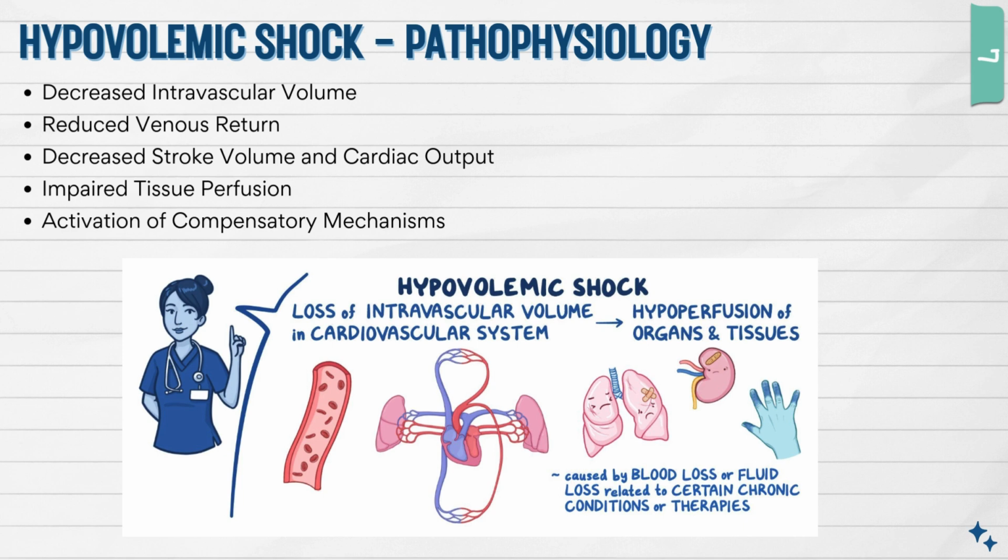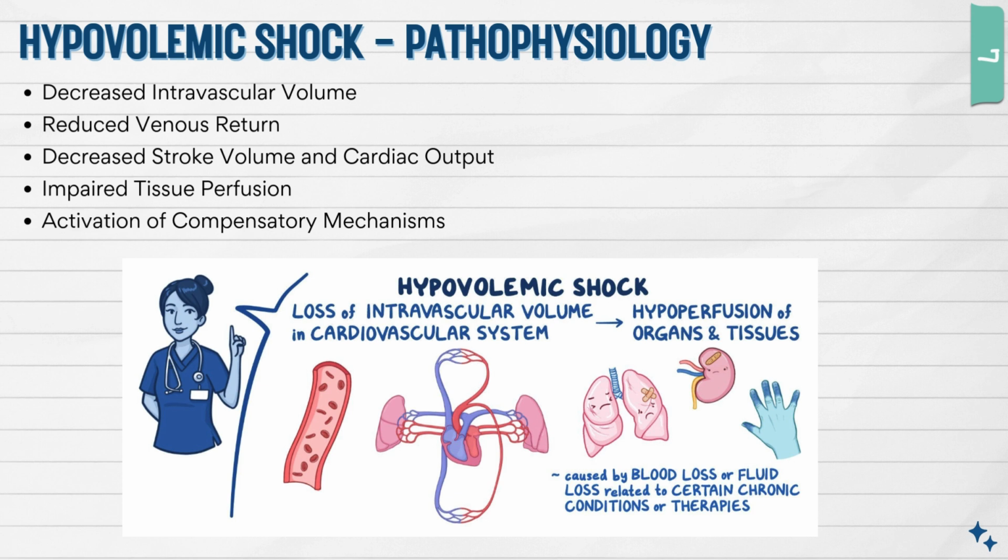So it starts with a decreased intravascular volume. This is going to reduce the venous return to the heart. So there's less water flowing to the pump station. After that, what consequently happens is a decreased stroke volume or cardiac output. There's not a lot of fluid going in, so the heart can't pump out what it doesn't receive, right?